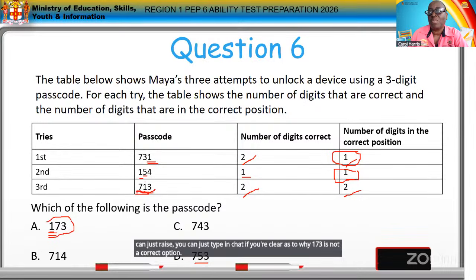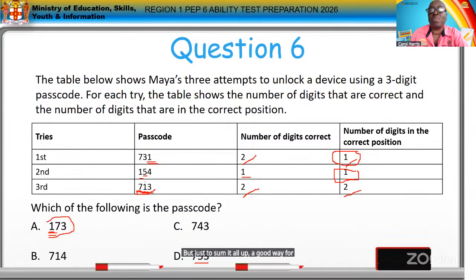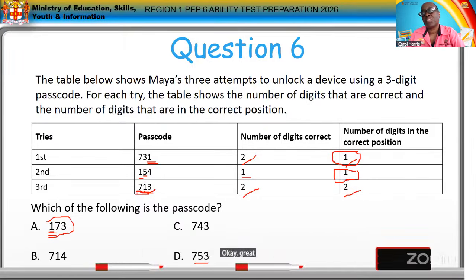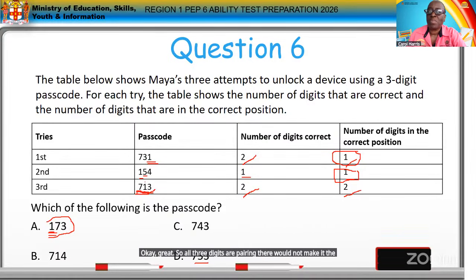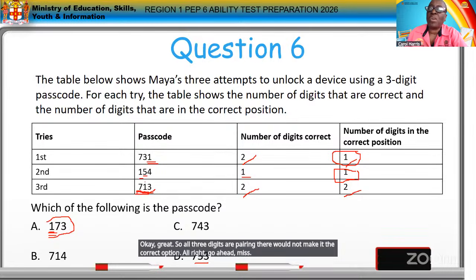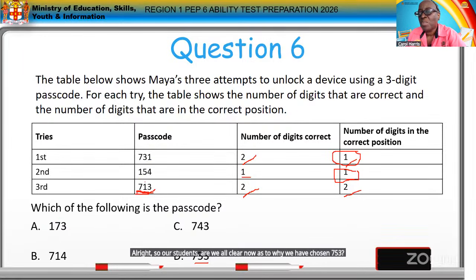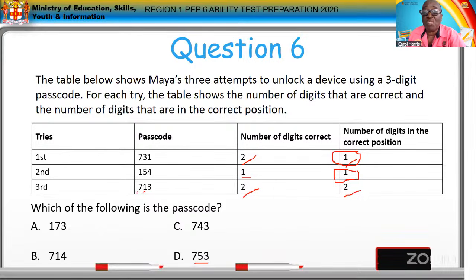But just to sum it all up, a good way for her to see that 173 is not the correct option: based on the first code, it says 2 digits are in the correct place. She's fine now. Okay, great. So all 3 digits appearing there would not make it the correct option. All right, go ahead, Miss. So, students, are we all clear now as to why we have chosen 753? Because we know 173 is out, since only 2 digits are correct.